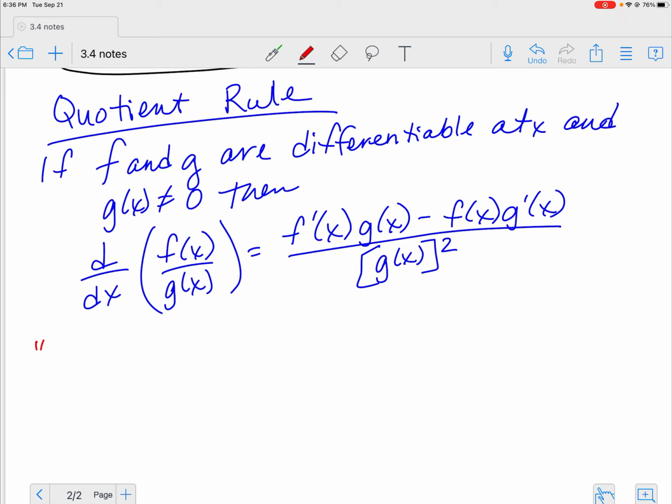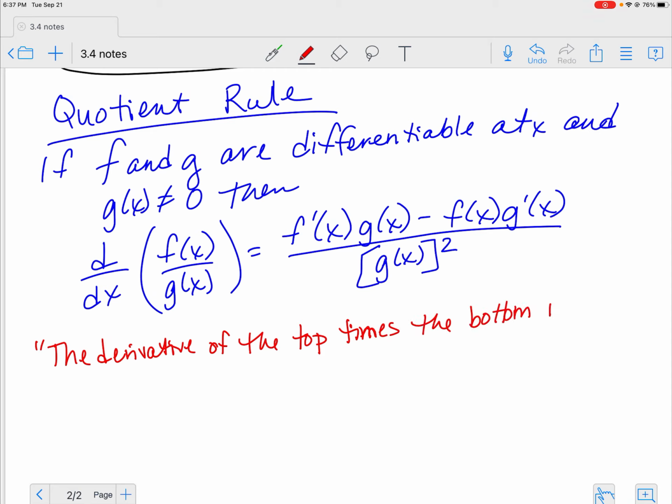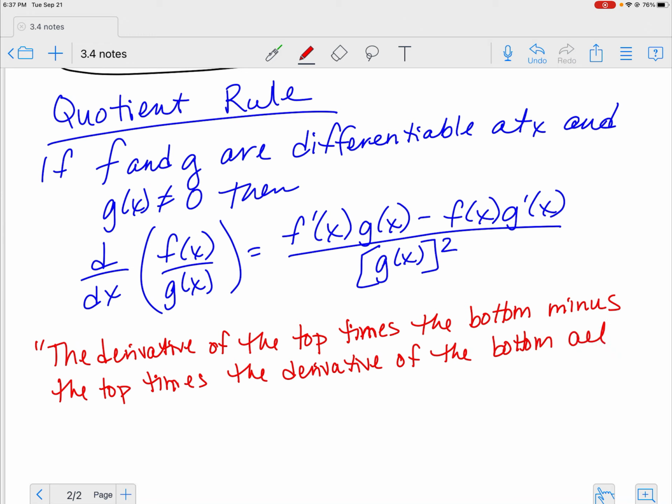Here's what this is. We're going to take the derivative of the top times the bottom minus, because it's division, so that's a buddy with minus, minus the top times the derivative of the bottom, all over the denominator squared, or the bottom, I guess, is the word we've been using.